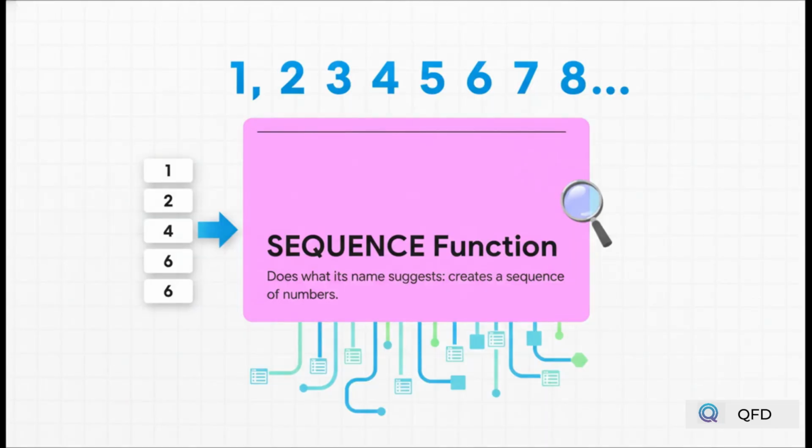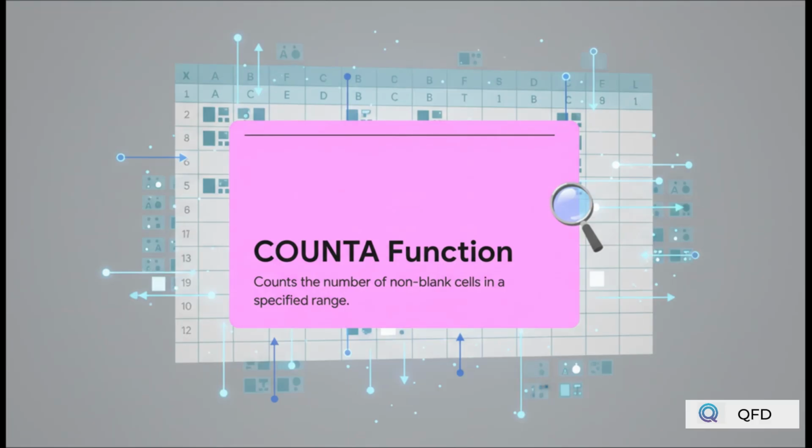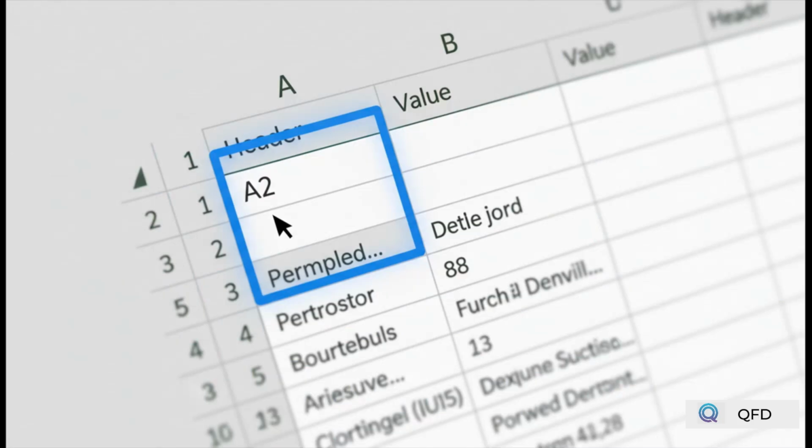First up is the sequence function. Pretty self-explanatory, right? It just creates a sequence of numbers. And its partner in crime is counta. All it does is count the cells that aren't empty. Okay, let's put it all together.